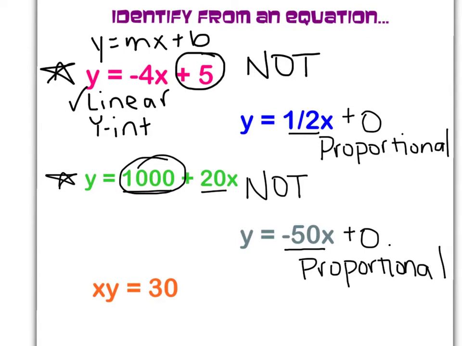And the final one, x times y equals 30. This one is an inverse relationship. So right away I know it's not linear, so it's not going to be proportional.